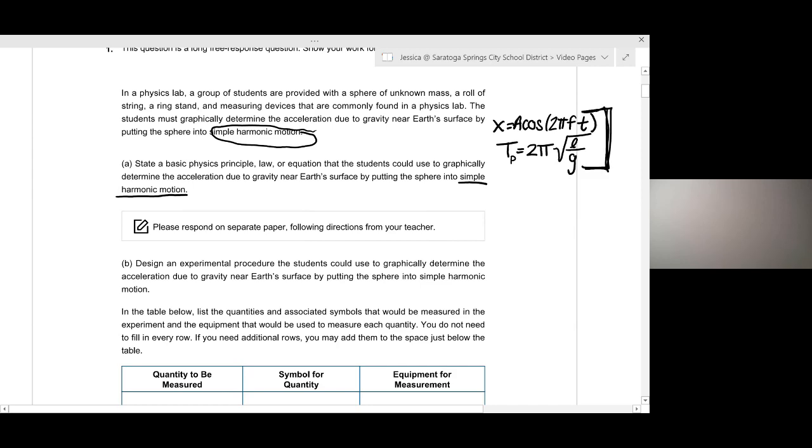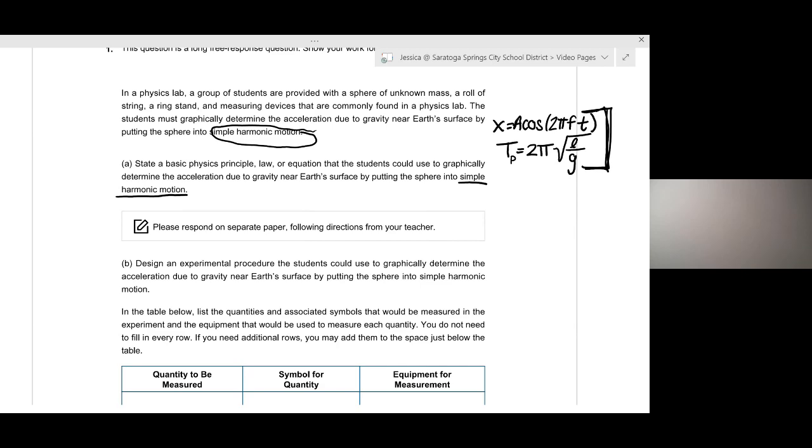If they had said, using energy conservation, how could they find the period of the pendulum? Then we might, obviously, look at energy. But because they say simple harmonic motion, we want to focus in on those simple harmonic motion equations.